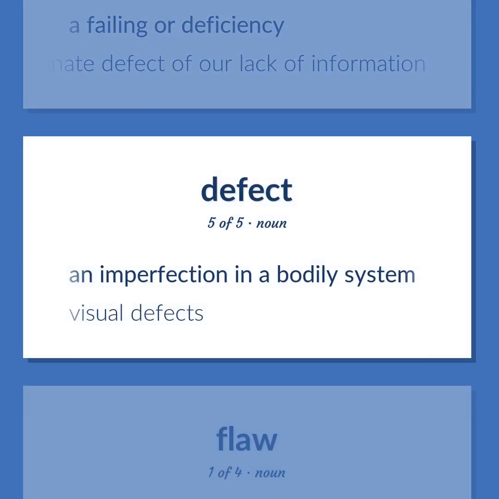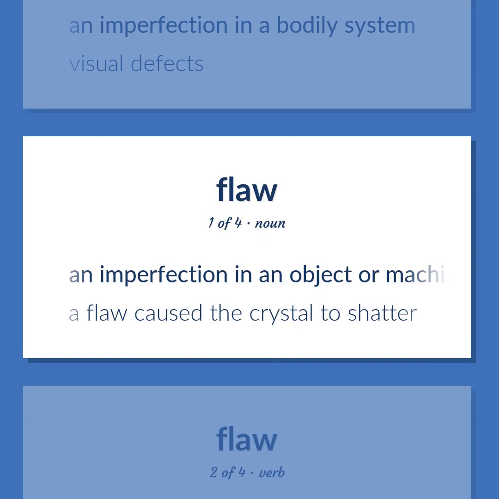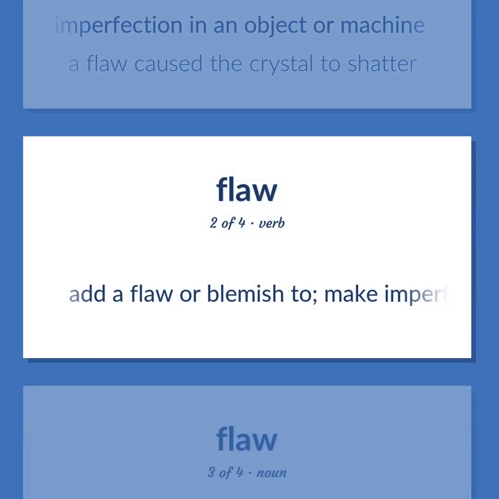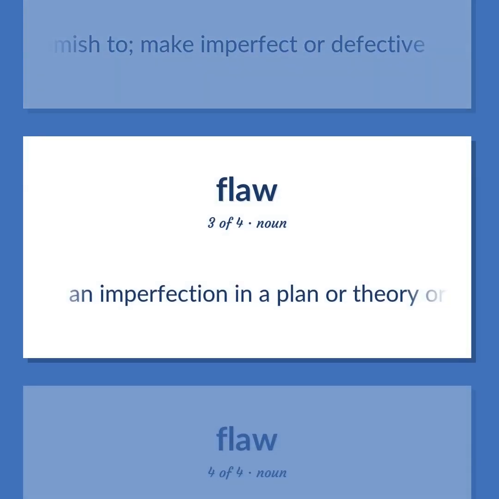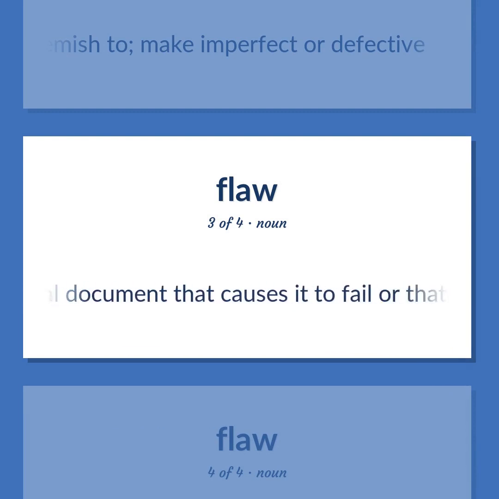An imperfection in a bodily system. Visual defects. An imperfection in an object or machine. A flaw caused the crystal to shatter. Add a flaw or blemish to, make imperfect or defective. An imperfection in a plan or theory or legal document that causes it to fail or that reduces its effectiveness.